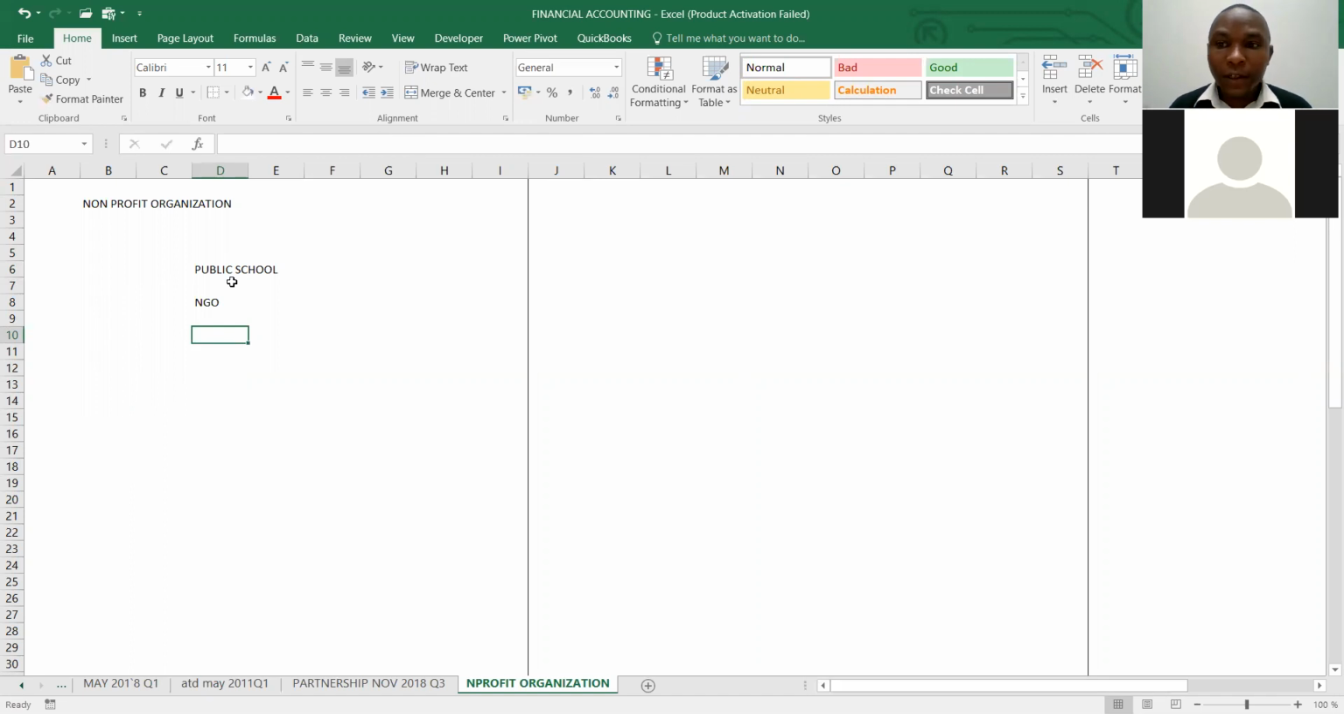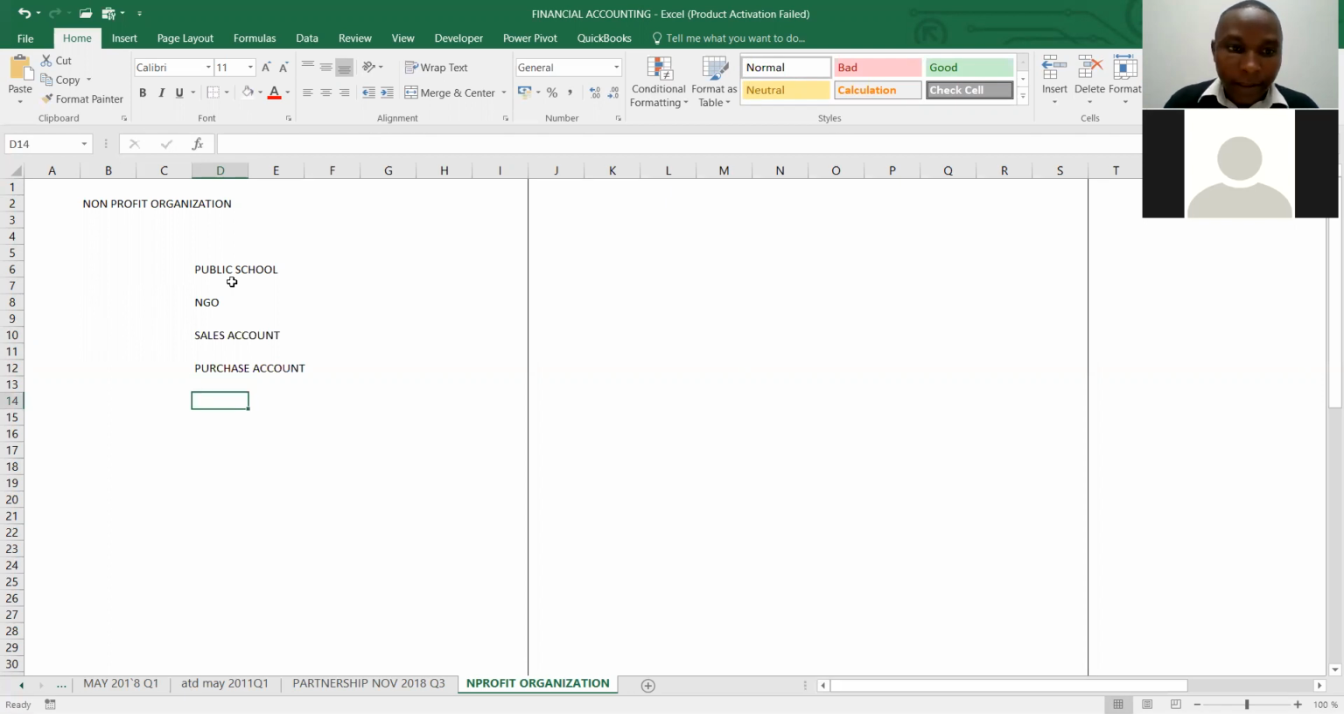Like a school, they don't sell. If schools don't sell, they don't have a sales account. So they don't prepare the sales account, but they need to prepare a purchase account because they have to order their suppliers or their goods. They need to prepare the purchase account and other accounts, but the only exemption is the sales account. They are not making profit.